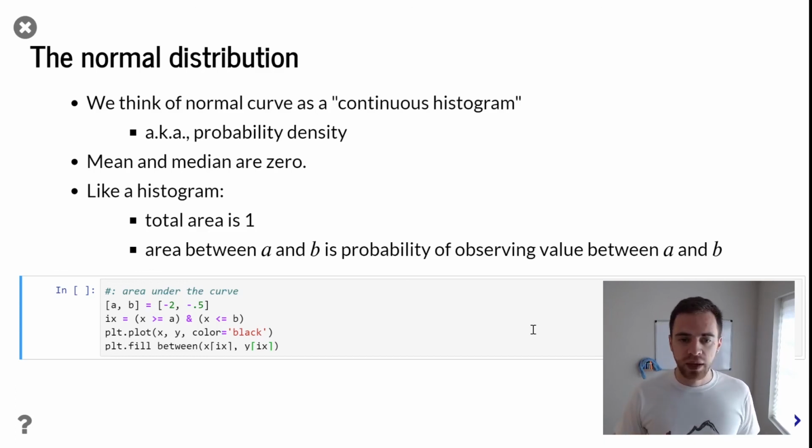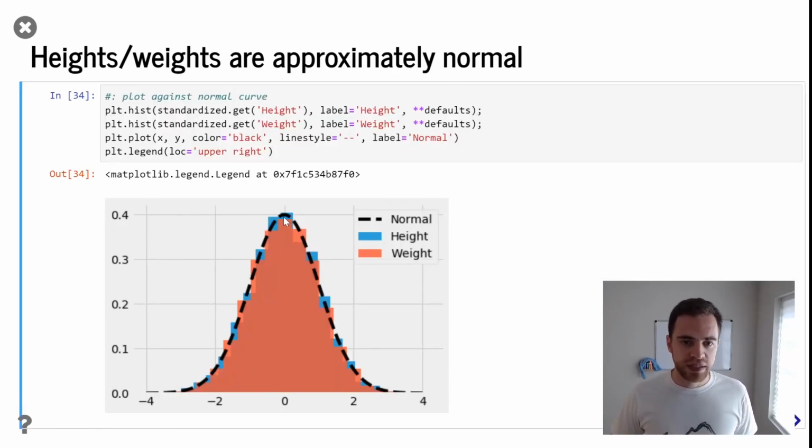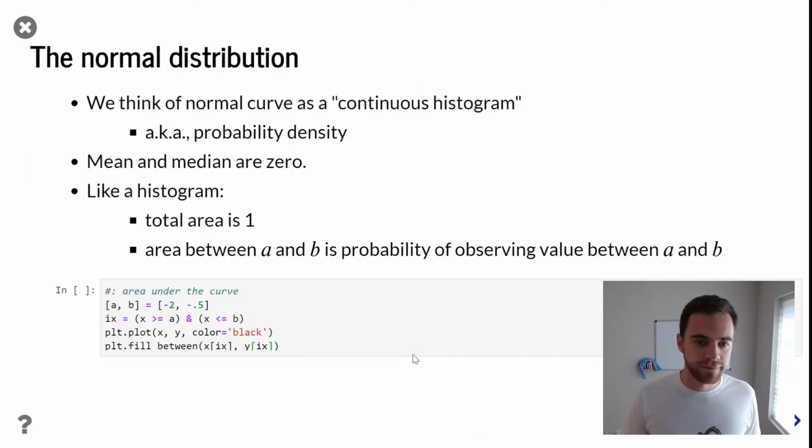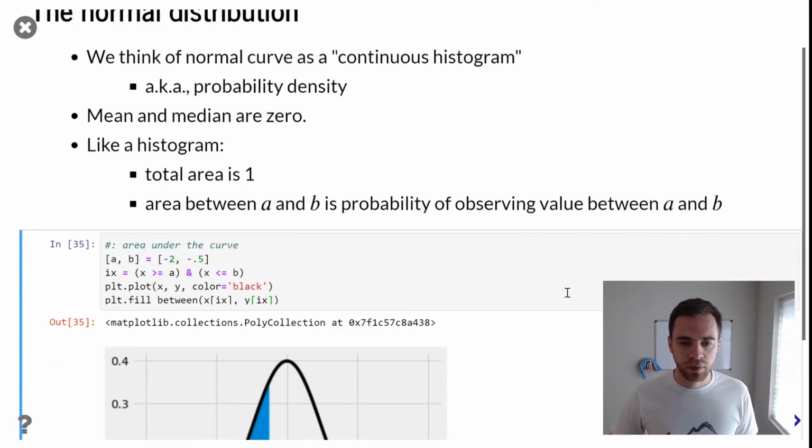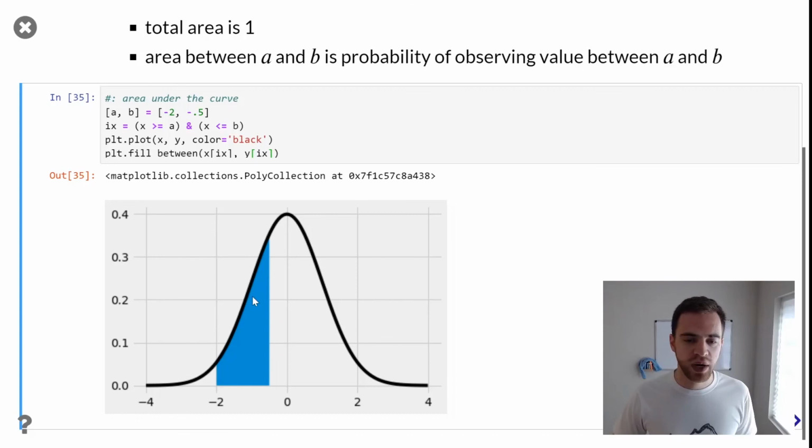Notice also the mean of this is 0, and the standard deviation, which we haven't talked about how to compute for a curve, would be 1 as well. This picture shows what I mean by computing the area between minus 2 in this case and minus a half. So this is the probability of seeing a value in this range.